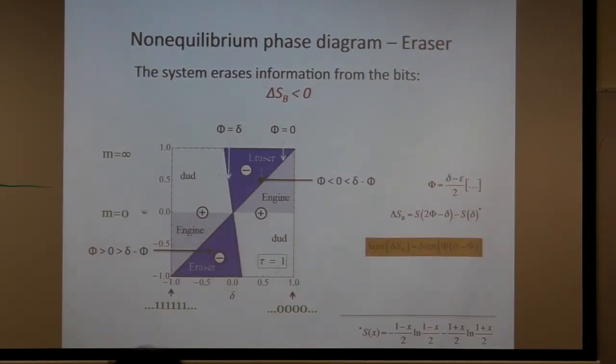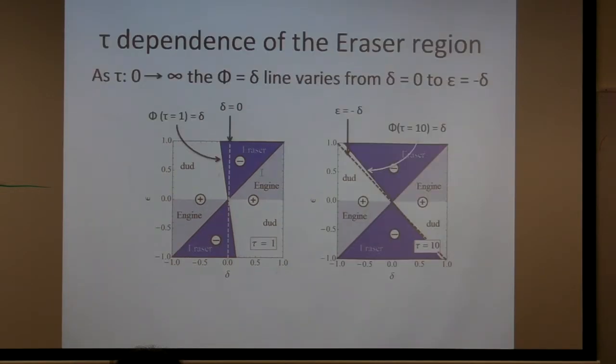What happens when tau is greater than 1, say 10? Okay, let's go to that. So here I'm comparing tau equal to 1 with tau equal to 10. The engine region, as it turns out, doesn't get affected. That remains the same. But the eraser region does get affected. In fact, let me make this comment: if tau is very small, tending towards 0, then this line actually tends to this white vertical line. That's also apparent from this picture.